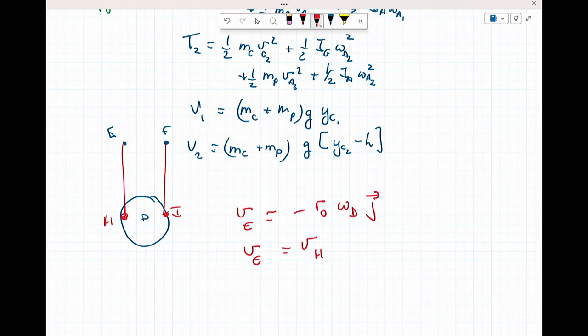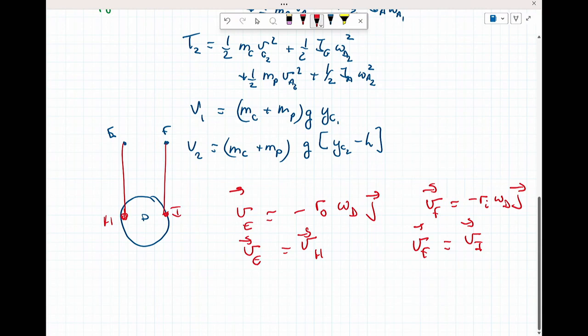However, velocity F has the same... let's make everything vectors. So velocity E equals r naught, the outer radius of the large pulley, times omega d of the large pulley. And all I've done is calculate the vector product and put the negative in there. I'm not doing r cross omega in this case. I'm just putting the answer down there.